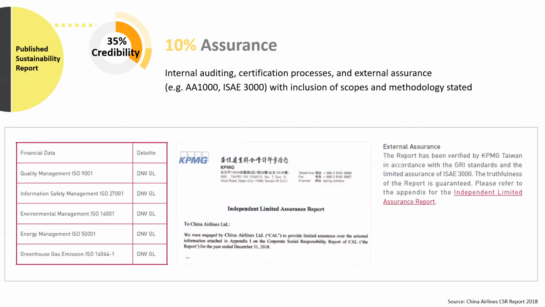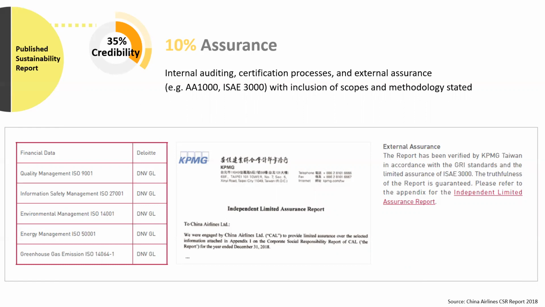The next 10% goes to assurance. It's about internal audit, certification process, and external assurance. Some of the typical assurance standards they will be assessed on are AA1000 or ISAE 3000. So it has to include the scope and methodology stated.